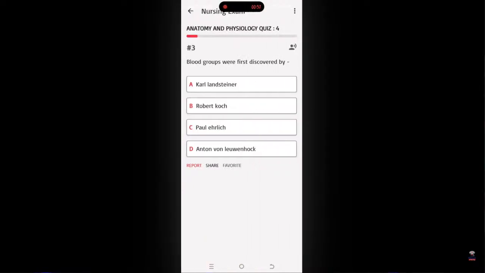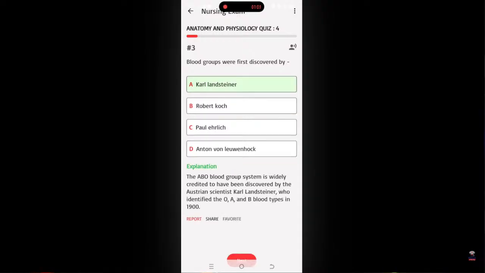Blood groups were first discovered by A. Karl Landsteiner. B. Robert. Correct answer. The ABO blood group system is widely credited to have been discovered by the Austrian scientist Karl Landsteiner, who identified the O, A, and B blood types in 1900.